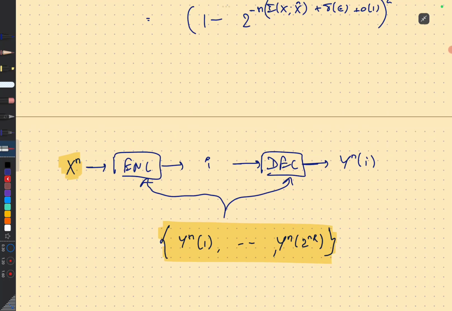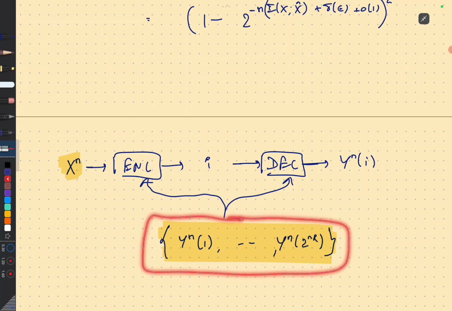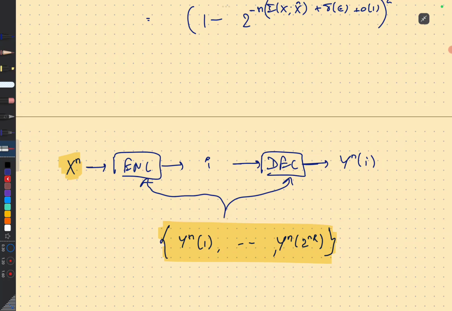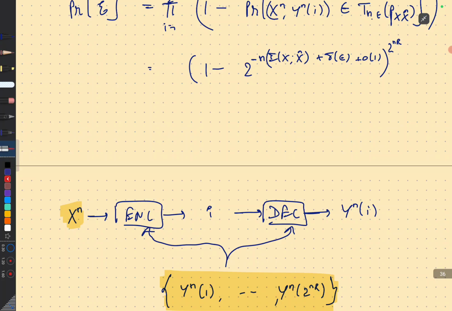And the reason why I'm choosing this code book randomly instead of analyzing one specific code book is that I don't know how to analyze one specific code book. But then I can say something probabilistically if this code book is randomly generated. Our end goal is to show that there is at least one code book for which the distortion is small. And this particular approach will let us do that. All right? Any other questions? Is it clear?